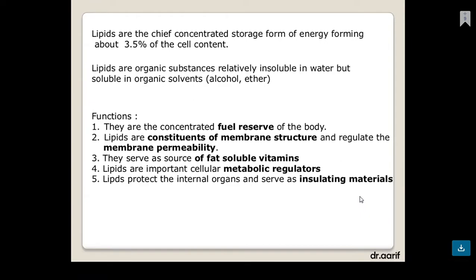Especially if you see, like, in wires you have a rubber-like coating. What is that mainly for? To protect the wire from corrosion, right? So that rubber acts as an insulator, to prevent any leakage shock. Same thing, lipids also, they protect the internal organs as an insulating material.